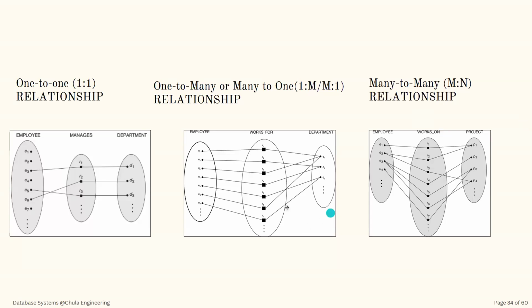So for example, on the second one here, you will see that one employee can work for just one department, right? So that is the one for sure. But on this side, you can see that each department can have many employees. So that's many for sure. But now the question is, where do we place that one and where do we place that many?